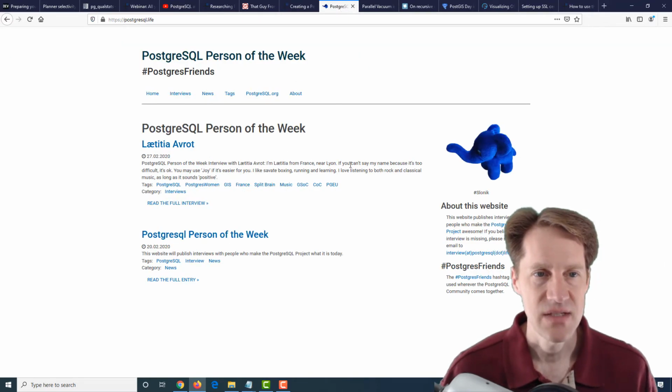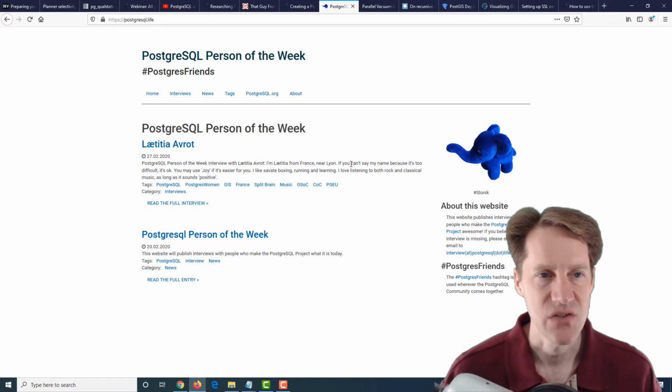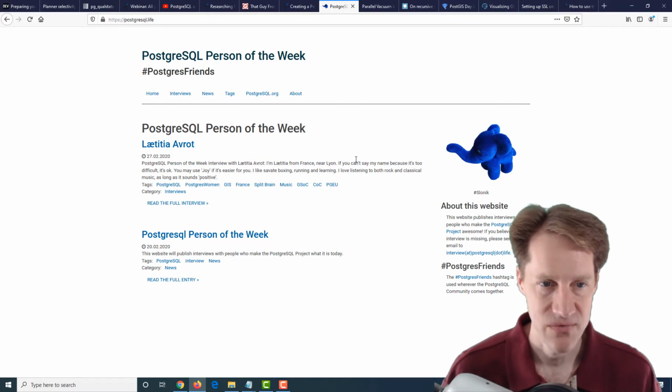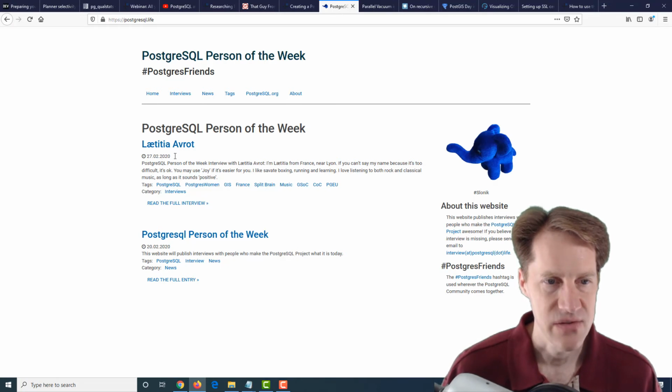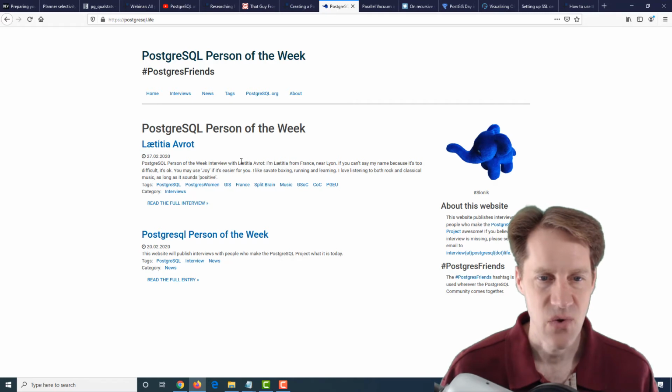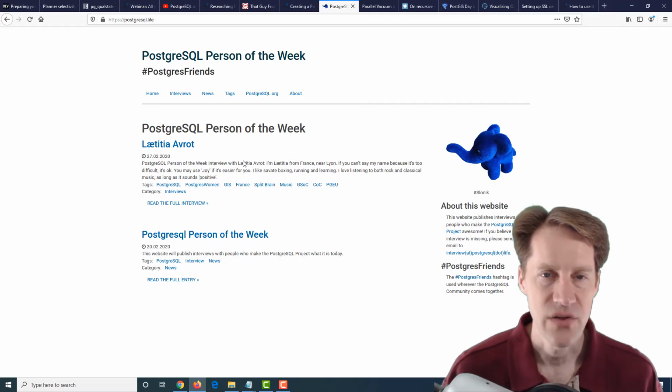The next piece of content is actually a new website that seems to have been put up recently. It's called postgresql.life, and it looks like its intent is to interview a PostgreSQL Person of the Week. And as of the 27th of February, they've posted the first interview. So quite interesting, and maybe check this on a weekly basis to see all the different people working in Postgres.